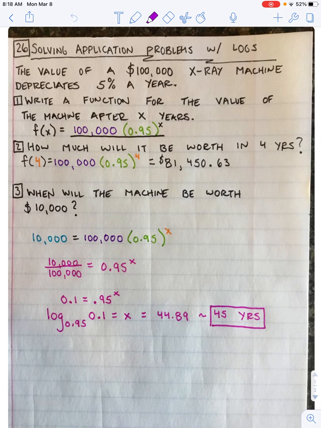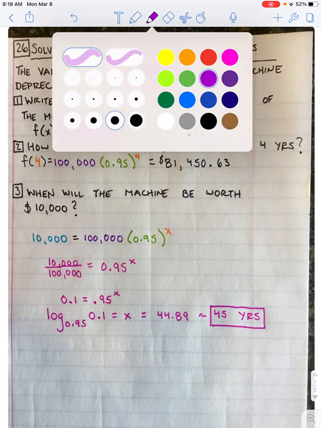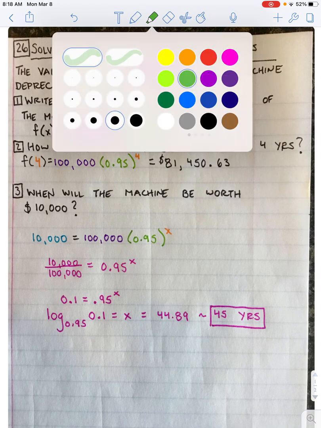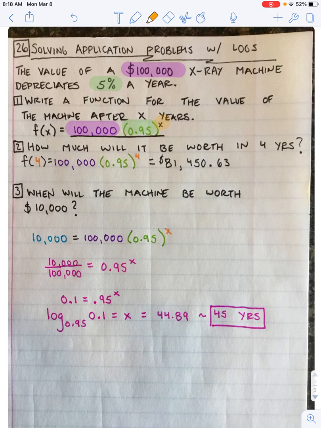So remember, we just need its initial value and whatever the rate is, whether it's increasing or decreasing. So what is the initial value of this x-ray machine? $100,000. So that goes in for our initial value. Now it is depreciating. So remember, when something's depreciating, it's going down. Okay? So if we take 100 minus 5, we get 95%. And then we have to change that to a decimal. So it's 0.95. Okay? And since this is a geometric or exponential problem, we raise it to the x.